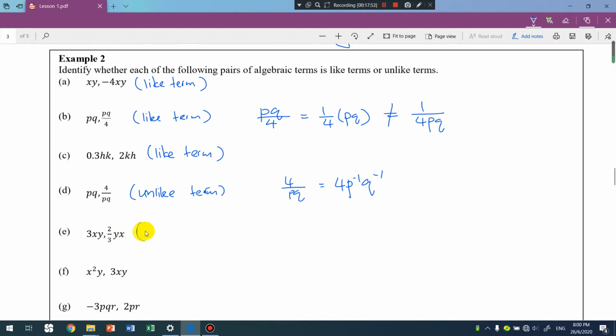xy, yx, like terms: x power 1, y power 1, y power 1, x power 1. So the 2 over 3, the 3 doesn't matter, the coefficients are not important. As I told you just now, when we want to determine like terms or unlike terms, we just focus on the variable. So they are like terms. How about this? X squared y, xy. The power is different. This is x power 2, this is x power 1. Unlike terms.